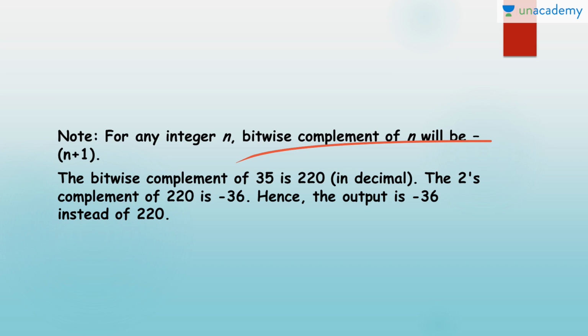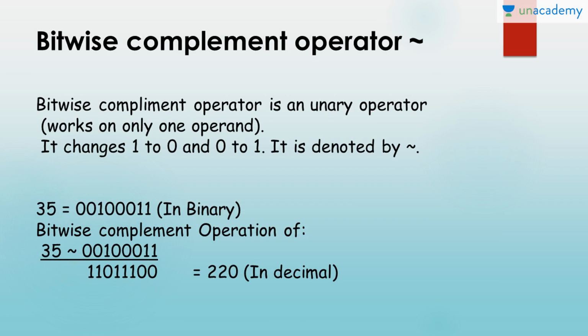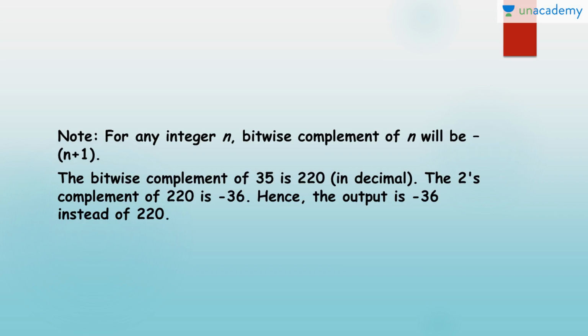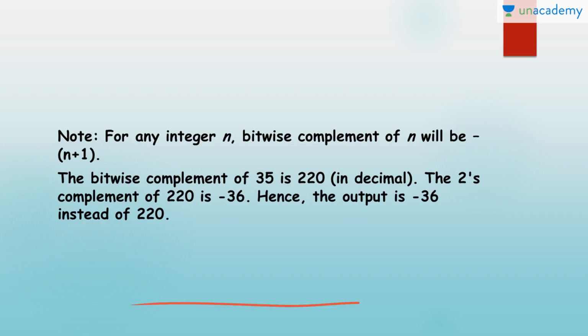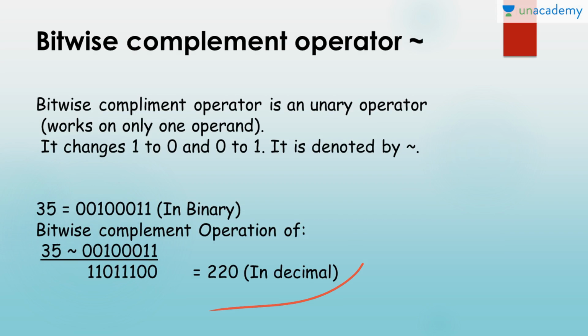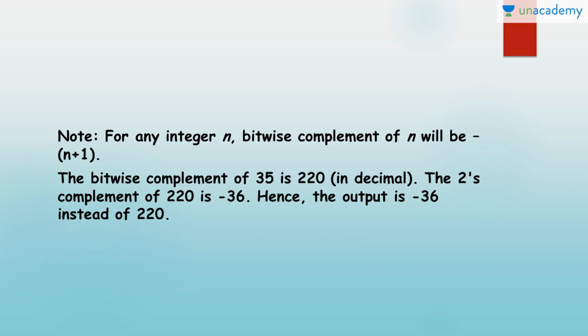So we will see here that the complement of 35 which we have obtained is called the 1's complement. If we add 1 to this complement number, we will get the 2's complement of 35. So what we have to do actually is, to obtain the correct bitwise complement of 35, the 1's complement of 35 we have obtained as 220. Now if we obtain the 2's complement of the 220 which we have obtained, the answer which we obtain is the bitwise complement of 35.